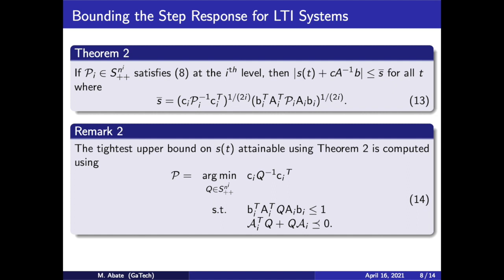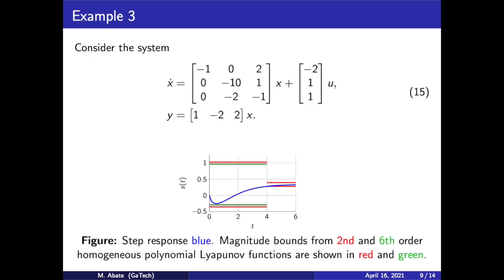Okay, we apply this to the step response for LTI systems as well. So when you have a matrix P which defines a homogeneous polynomial Lyapunov function for your initial system at some high order, you can use equation 13 to compute global bounds on the step response of your LTI system. And you can also similarly formulate a semi-definite program using equation 14 to search for this matrix P that gives you the tightest bound on your step response. So this is a directly analogous result, and we'll demonstrate it next.